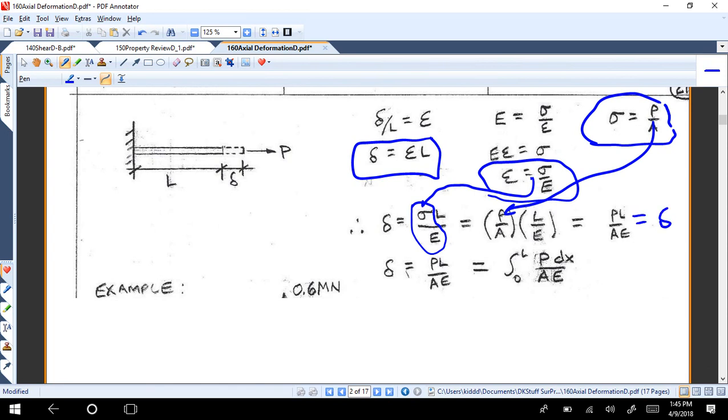So delta is the load times the length divided by the area divided by E. And that's a very common formula. Formula 7. So that's used to find delta. So rather than going through all this rigmarole here, it's important that you understand the relationships, but you don't need to do all that stuff every time. If you just want delta and you know the load, the area, the length, which are just the dimensions of whatever you're working with, and then E, the modulus, you can get delta as PL over AE. Common formula.